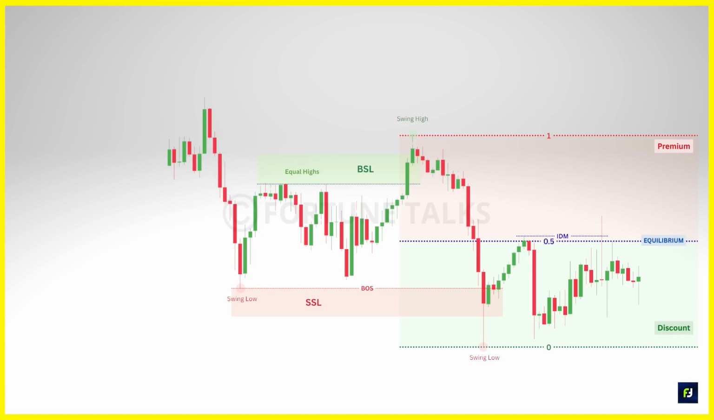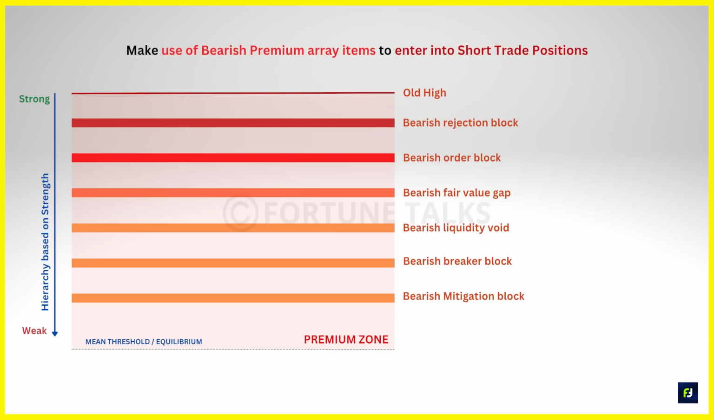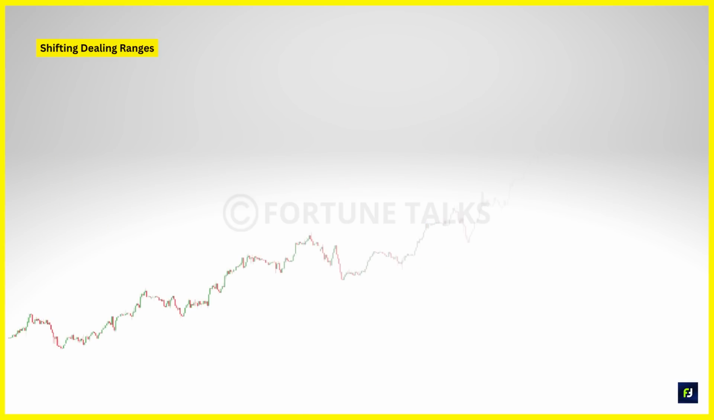Since our bias is bearish, we will look for short trade entries from within our premium zones with the help of any of the 7 PD array elements. It could be from a bearish fair value gap or from a bearish order block, etc. Now let me quickly walk you through an example on how to draw dealing ranges and how to shift dealing ranges in a bullish market scenario.